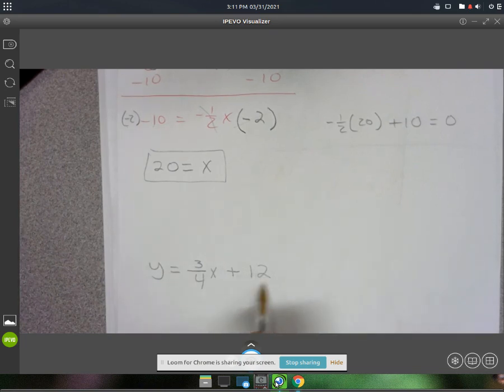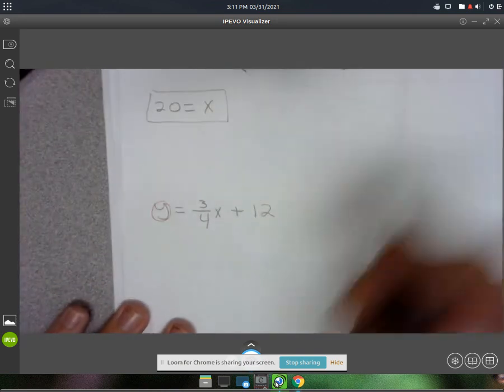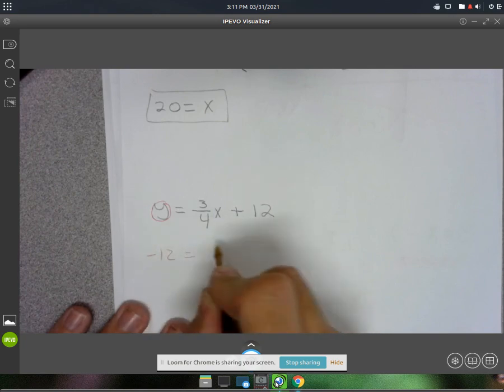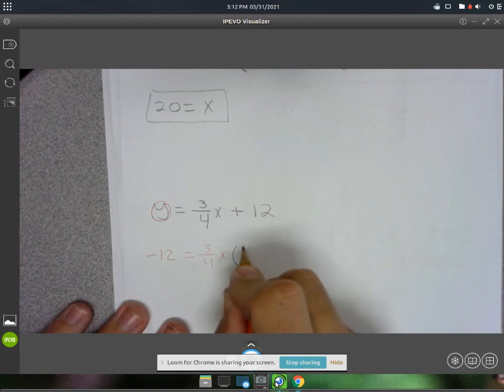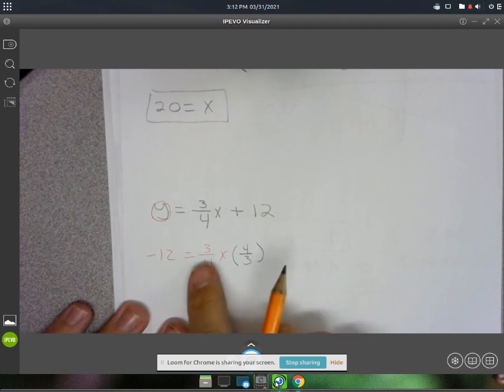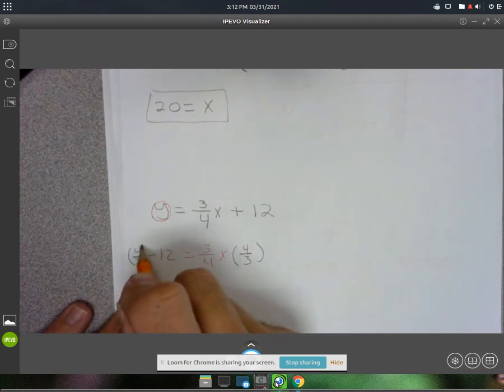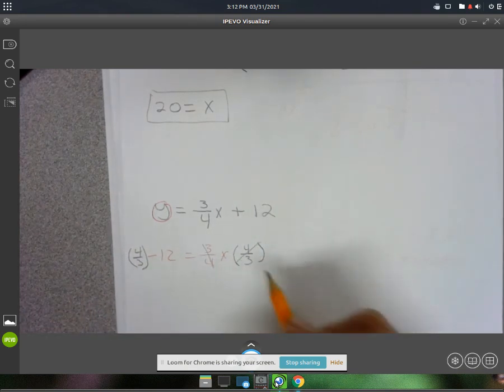All right, the y-intercept's 12. Plug in 0 for x here. I'm going to subtract 12 from both sides. So I'll get 3/4 x. I'm going to multiply by the reciprocal of 3/4, so I'm going to multiply by 4/3. That way my 3s can cancel with each other, my 4s can cancel with each other. And I'm also going to multiply my -12 by 4/3. So that's going to cancel with that.